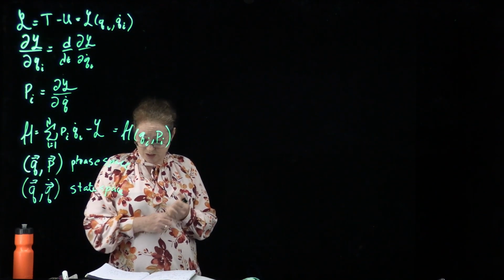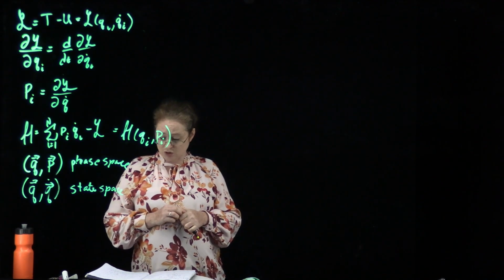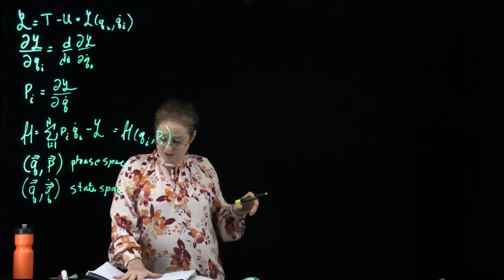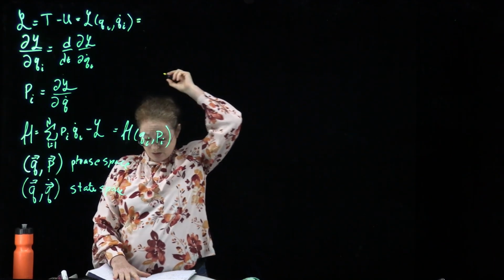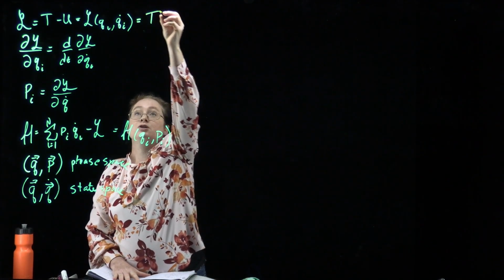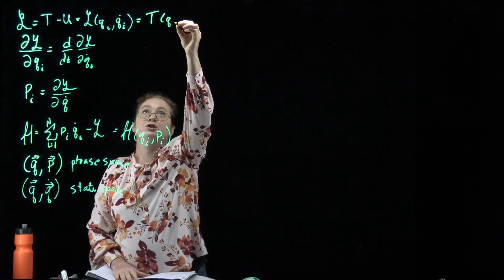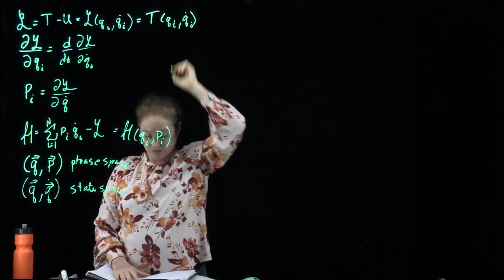So then we're going to work on deriving Hamilton's equations, and I am going to write examples in a different color. Here we're going to start with our Lagrangian, and our Lagrangian is going to be T minus U, which is going to be a function of the q_i and the q_i dot.